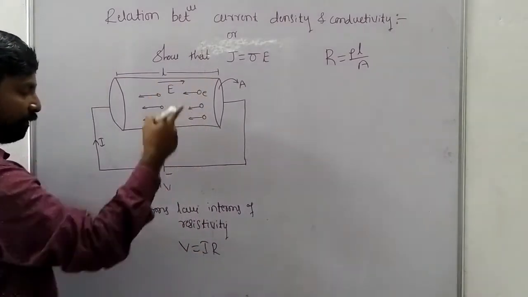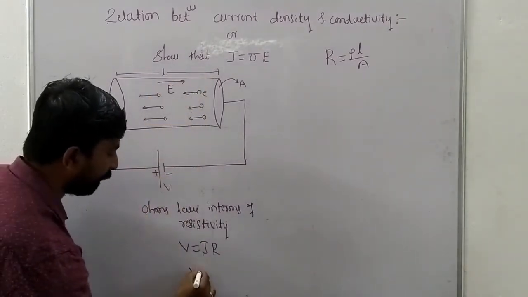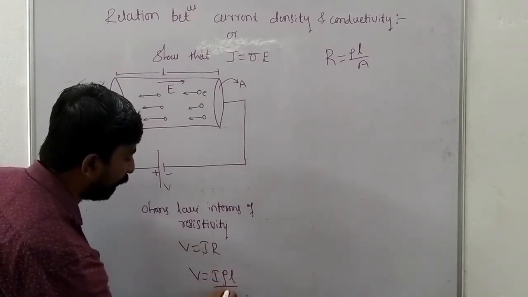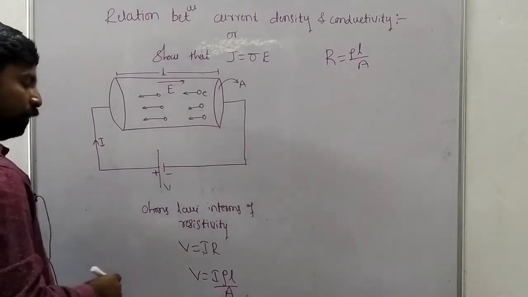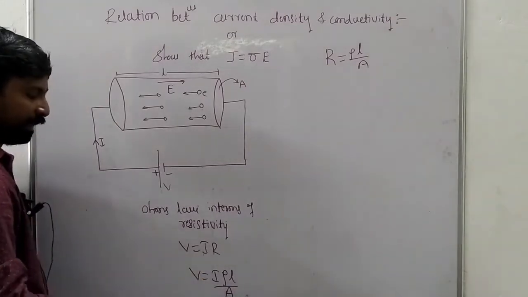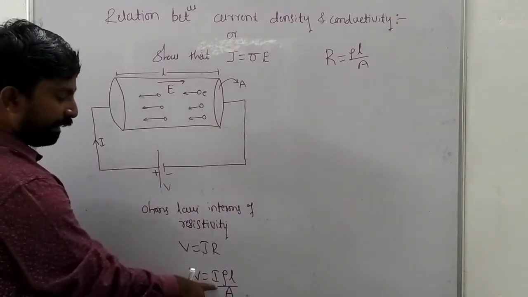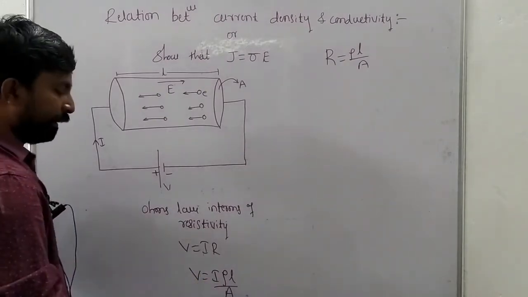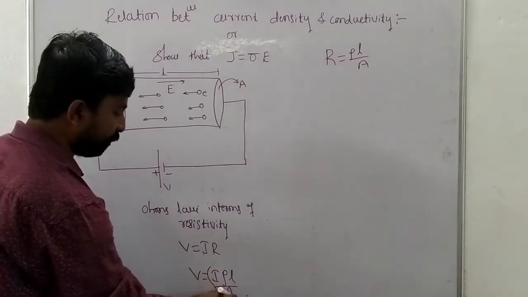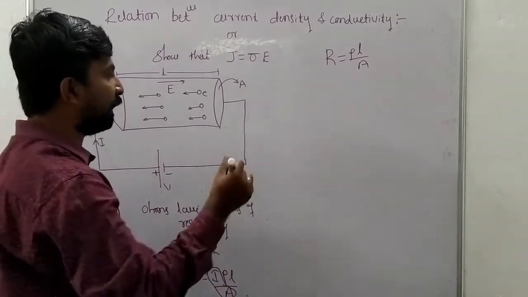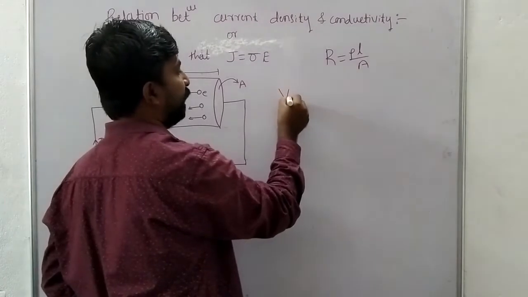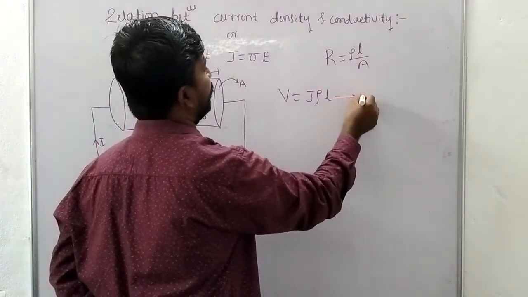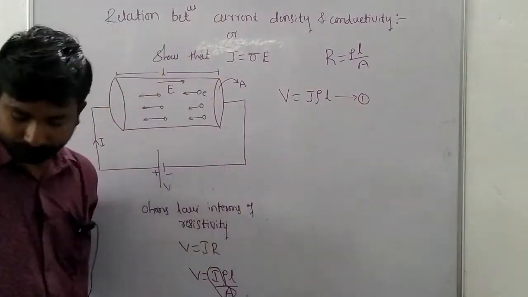So substitute the R value in this equation. Therefore, we can write V is equal to I rho L by A. So I by A, you already know about current density. The electric current per unit cross sectional area of the conductor is called what? Current density. So this term is nothing but J, current density. So V is equal to J rho L. So this is equation number 1.